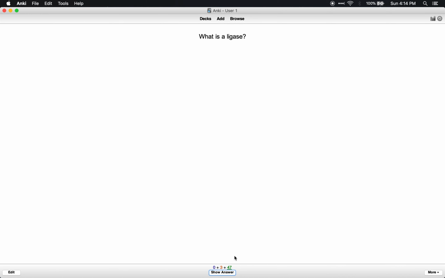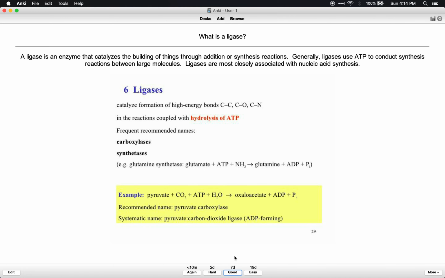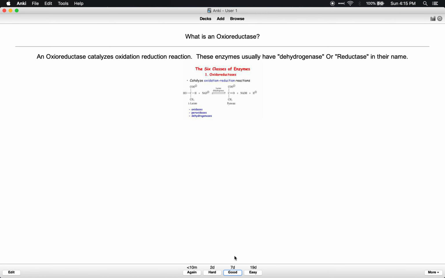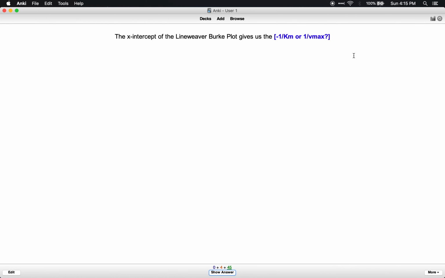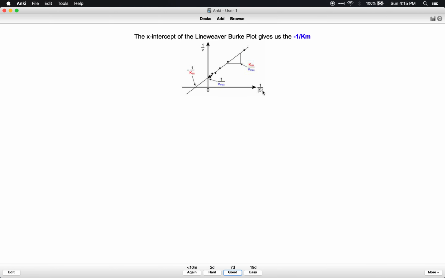A ligase is something that catalyzes the formation of one compound from two compounds, typically using ATP. Oxidoreductases are enzymes that catalyze oxidation-reduction reactions. Usually have dehydrogenase or reductase in their name. The x-intercept gives us -1 over Km. X-intercept gives us -1 over Km. Alright, good.